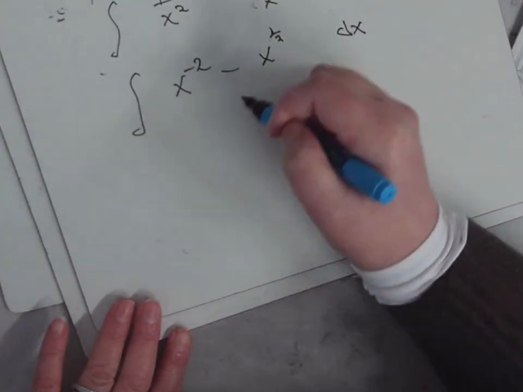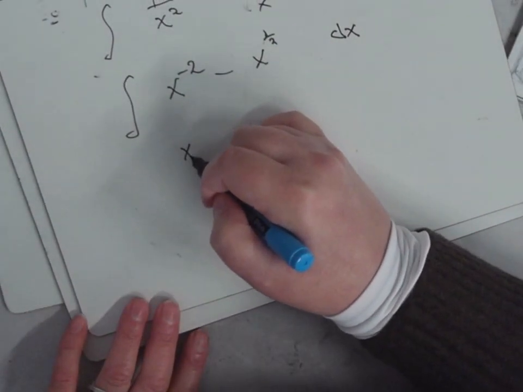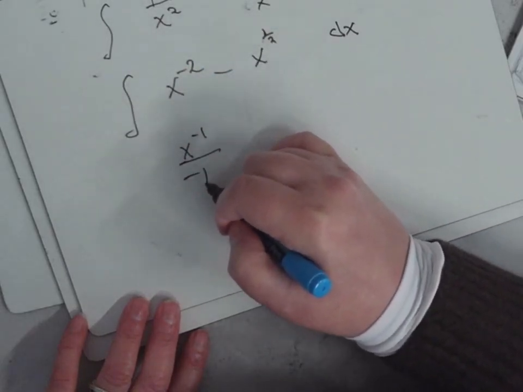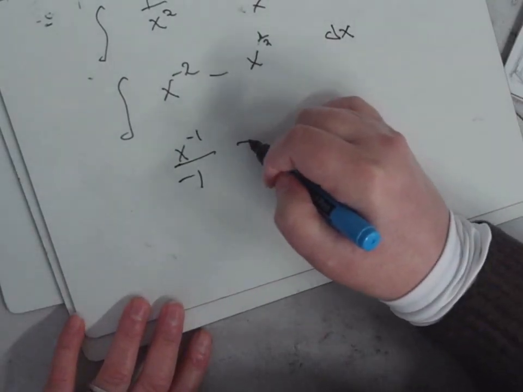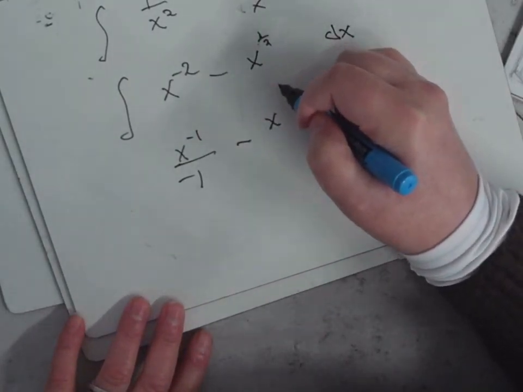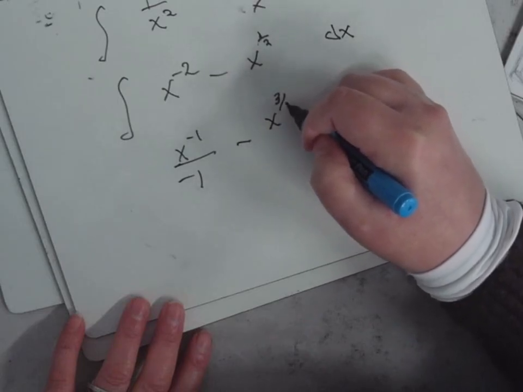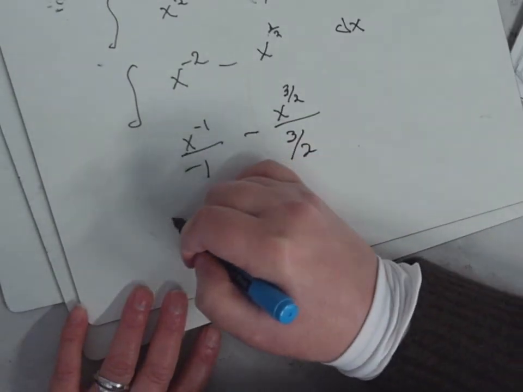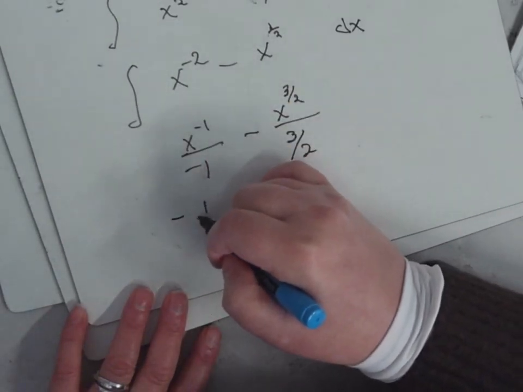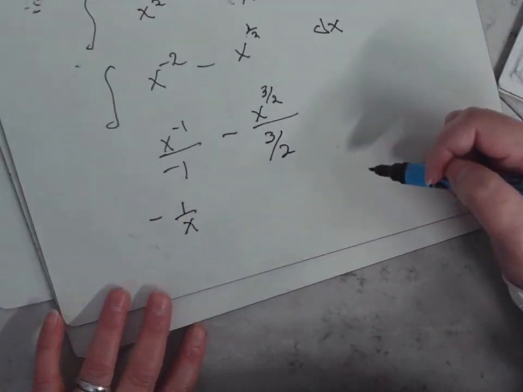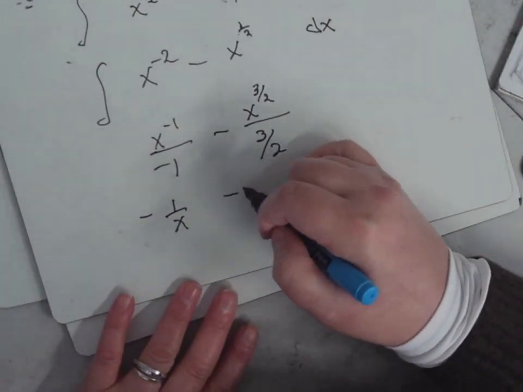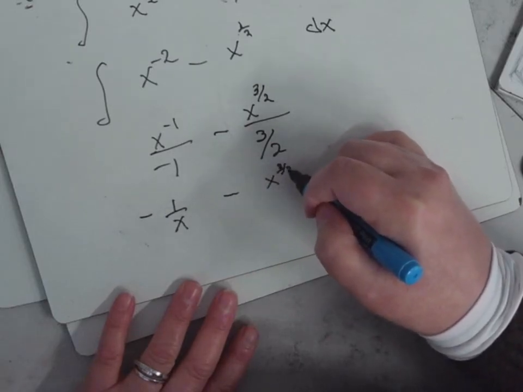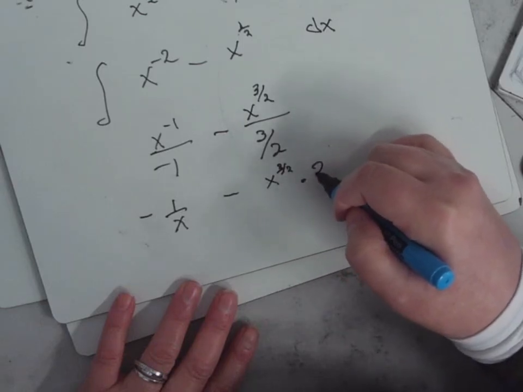So then you add 1 to the power, so you add 1 to 2 and you get minus 1, and you divide by the new power. Okay? Right? Here you add 1 to the power, which is a half plus 1 is 3 over 2, and you divide by the new power, which is 3 over 2. So this will just be a minus and bring the x back downstairs, 1 all over x. Is that okay? Here we're dividing by 3 over 2. So it's x to the power of 3 over 2 divided by 3 over 2. So that means multiplied by 2 over 3.